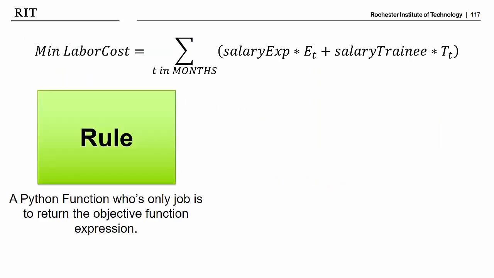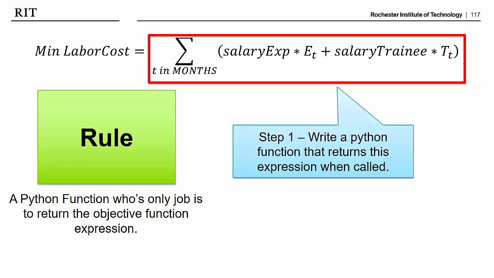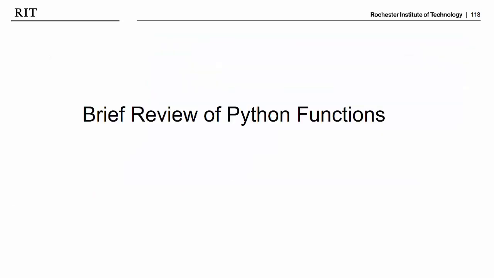So we are essentially going to write a rule, and the only thing that rule will return is this complicated looking expression right there. Before we get into how to write that complicated expression, let's take a brief review of writing functions in general in Python.